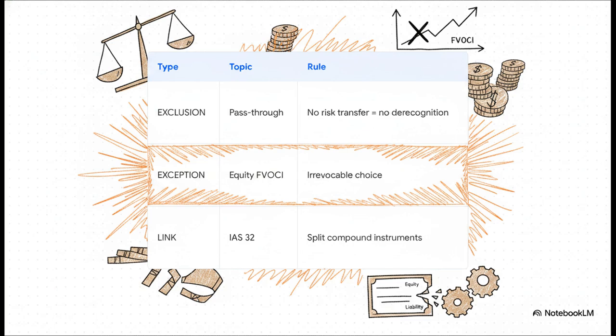Now, in accounting, the exceptions are honestly just as important as the rules. Pay close attention to this one. Entities can make an irrevocable election on day one to put certain non-trading equity investments into FVOCI. Why does that matter? Because it keeps the wild, unpredictable market swings of the stock market right off the company's main income statement. And for our linkage rules, remember that if you have a compound instrument, like a convertible bond, you have to immediately link over to IAS 32 to split it up into its separate equity and liability pieces.